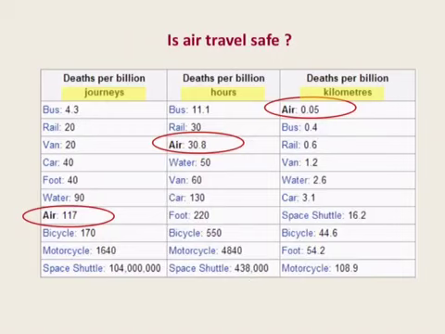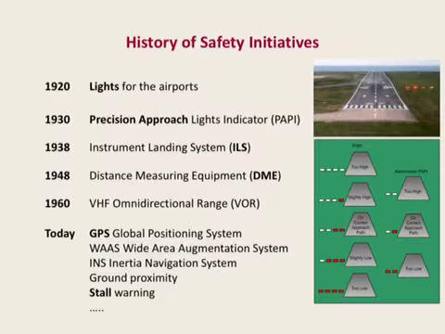Is air travel safer than other modes of transport? Well, it depends how we measure it. For instance, if we look at passenger deaths per billion journeys, then air appears in 7th position. If we look at passenger deaths per billion hours of transportation, then air appears in 3rd position. And when we look at deaths per billion kilometers, so the length transported, then air is the clear winner in safety.